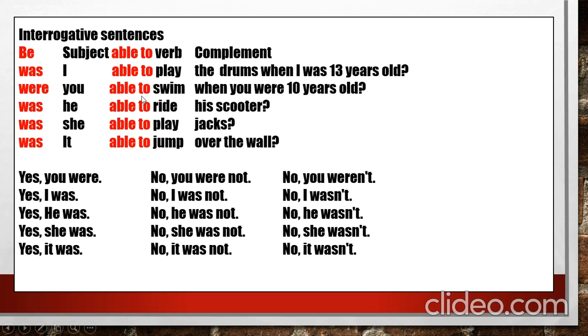Were you able to swim when you were 10 years old? Yes, he was. No, he wasn't. Was he able to ride his scooter? Yes, he was. No, he wasn't. Was she able to play jacks? Yes, she was. No, she wasn't. Was it able to jump over the wall? Yes, it was. No, it wasn't.